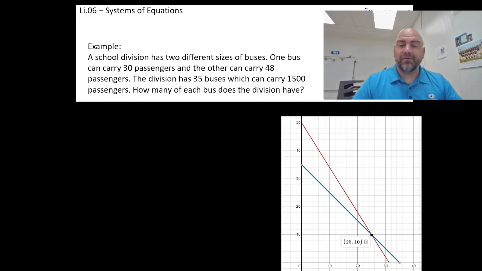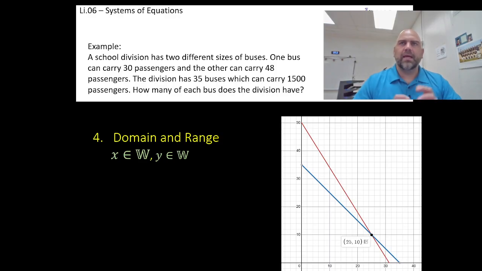So here's the graph of those two lines. To be honest, I should really have them labeled, and maybe I'll try to do that in the notes later on Google Classroom. But here's our two lines, and you'll notice that they meet at the point (25, 10). That's important. So let's go through the domain and range really quick. We know that they both have to be whole numbers, so they are going to be positive numbers or zero, no decimals, no fractions, because you can't have part of a bus, you have to have full buses. And so our answer has to be like that, and it is. 25 and 10 are both whole numbers.